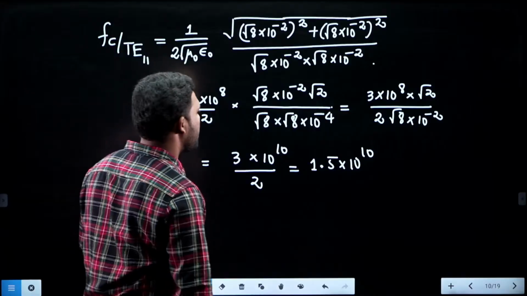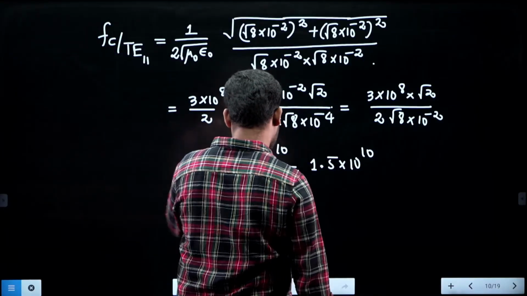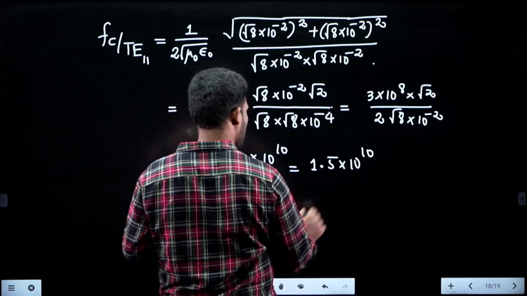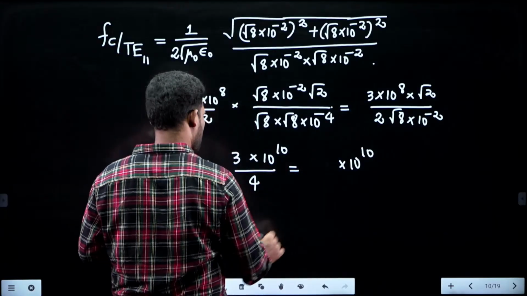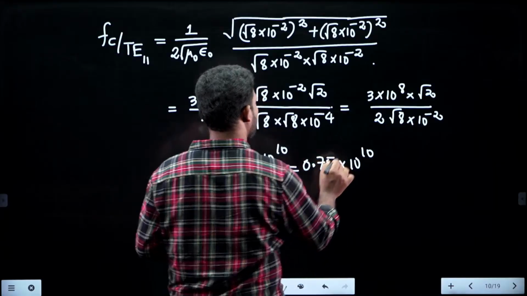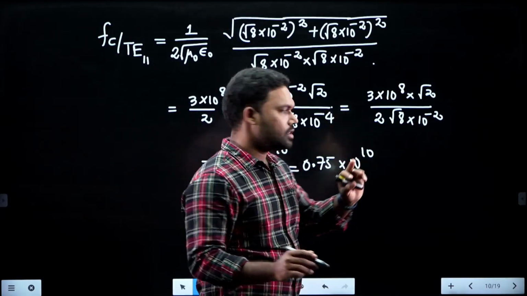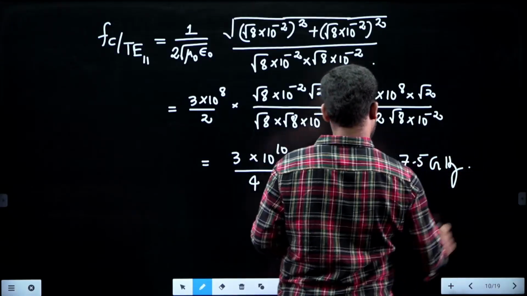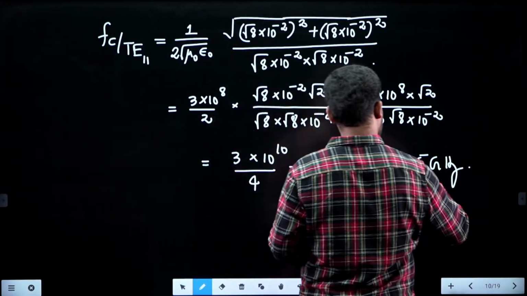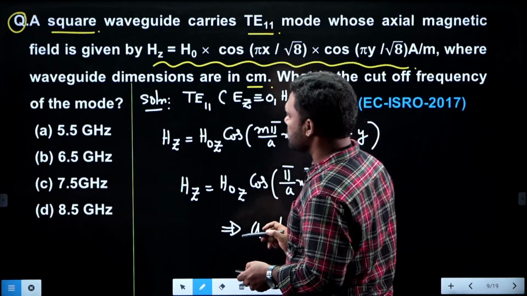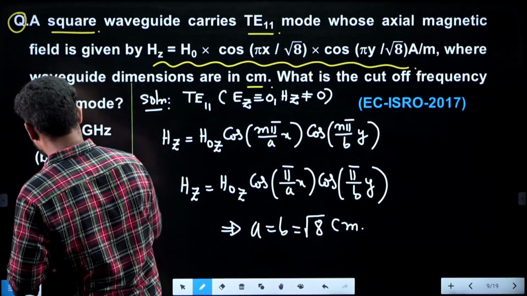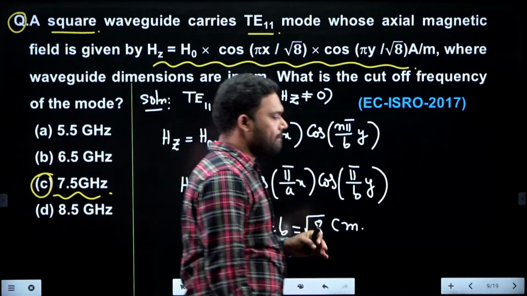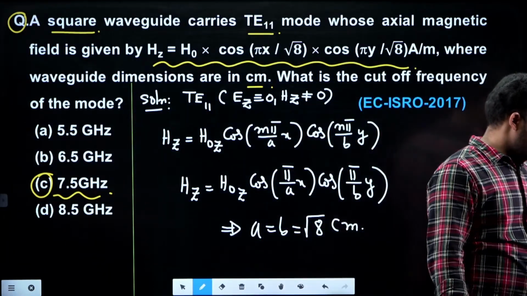Somewhere some calculation error. Yes, this one is 4 here. It is 0.75. Yes, correct. So 0.75, this can be written as 7.5 gigahertz. Okay, guys. Yes, let me go back here. 7.5 gigahertz. Option C is the answer. See, every word is important. He said centimeters. Okay, clear. Let us proceed further, guys.